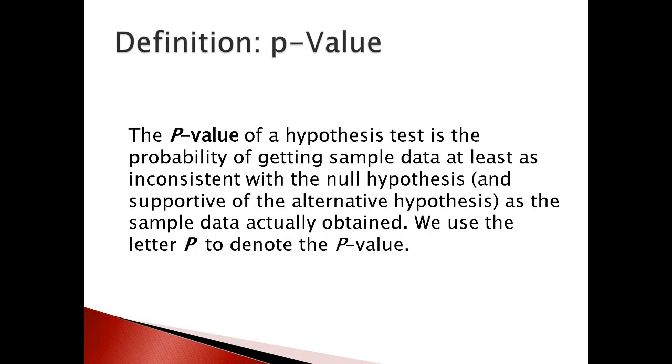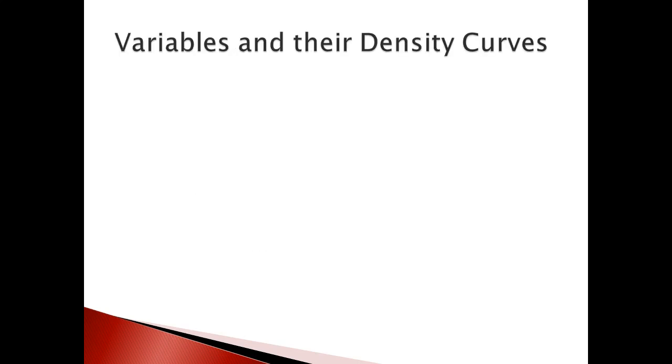Now, what is p-value? Well, in hypothesis testing, p-value is the probability of getting sample data at least as inconsistent with the null hypothesis as the sample data actually obtained. We use the letter P to denote the p-value. In other words, it is a measure of the strength of the evidence against the null hypothesis. Also, the probability of getting the observed value of the test statistic if H naught is true is the p-value.